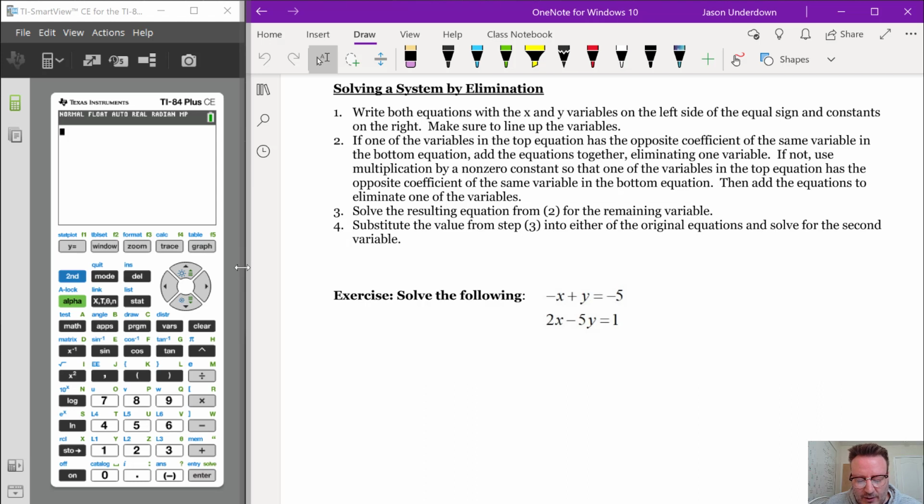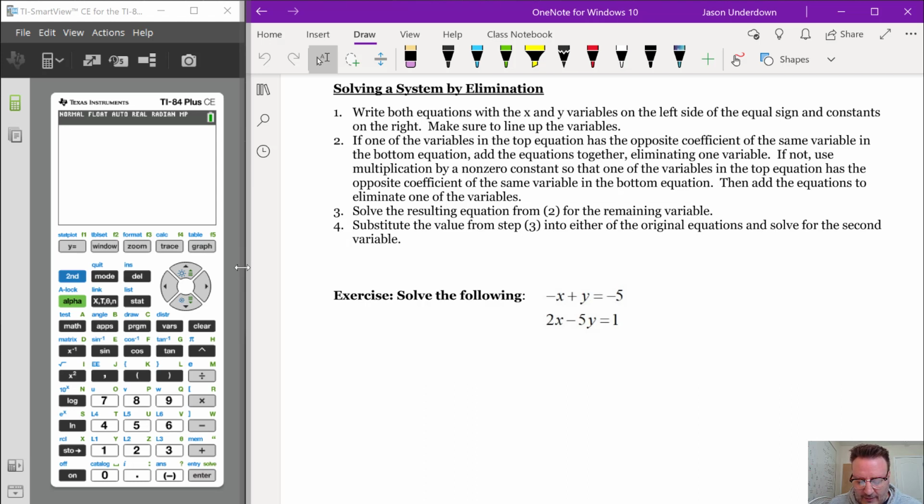Step 3, solve the resulting equation from step 2 for the remaining variable. And finally, step 4, substitute the value from step 3 into either of the original equations and solve for the second variable. Okay, that's going to be hard to follow, but an example will make this much clearer. So we're going to solve the following system.